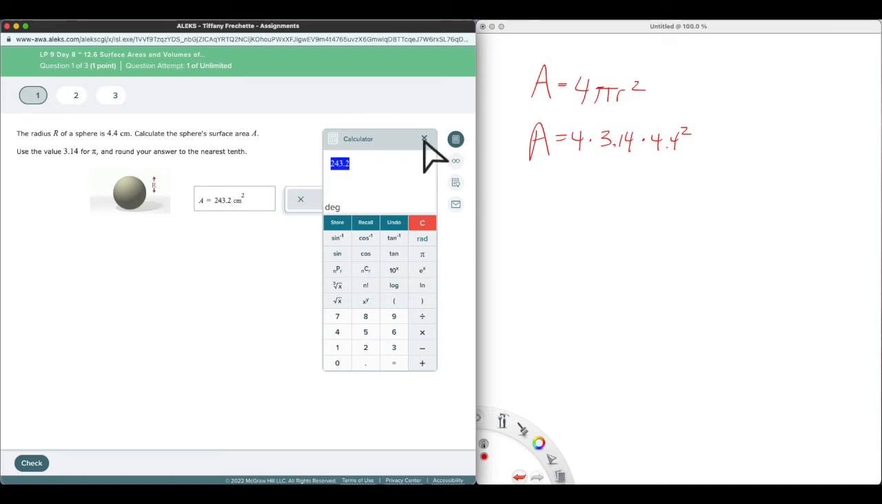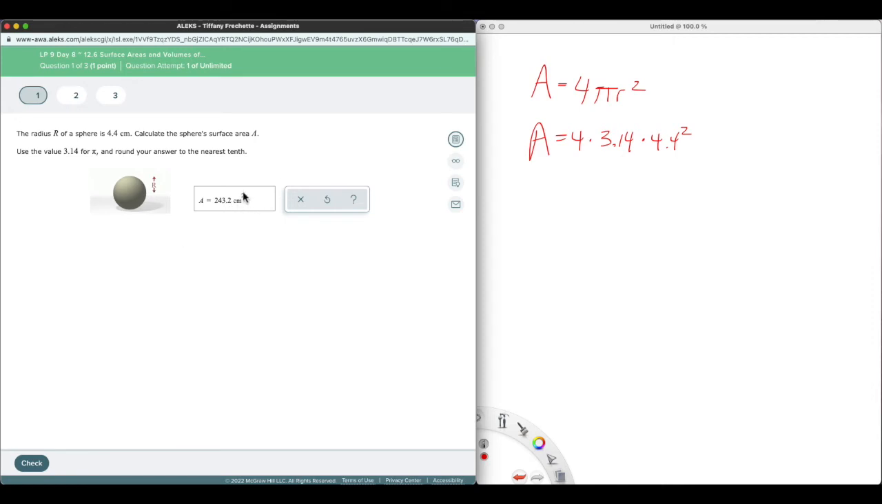I don't need to worry about my units because it's already put in there for me. It's an area, so it's squared. It's a little bit harder to picture in a sphere, but it's the idea of length times width. If we were to cut this open and flatten it out, we want to know how much space it would take up on a flat surface.